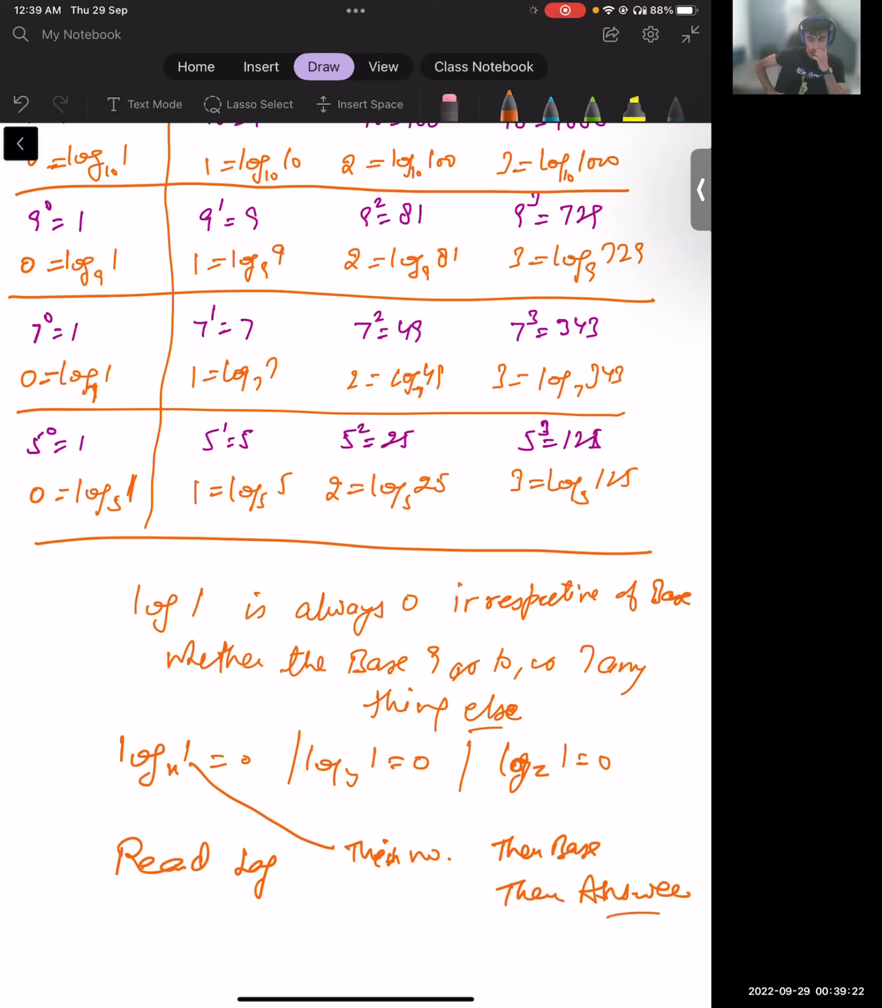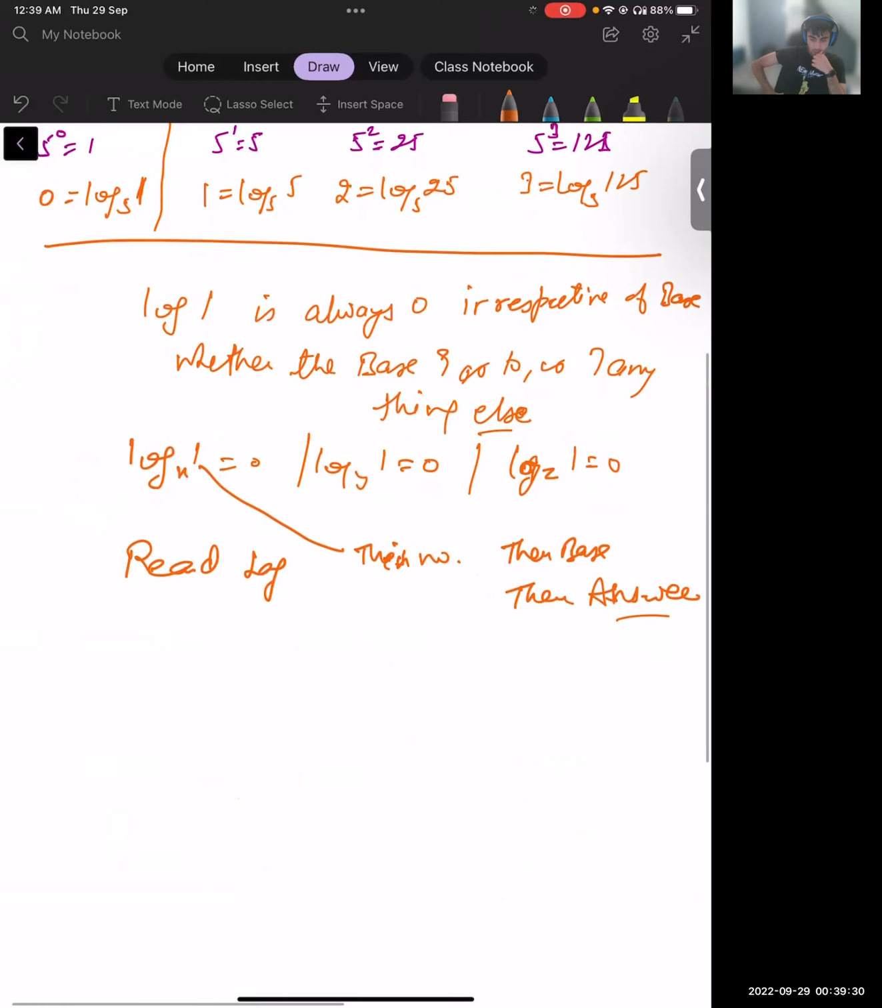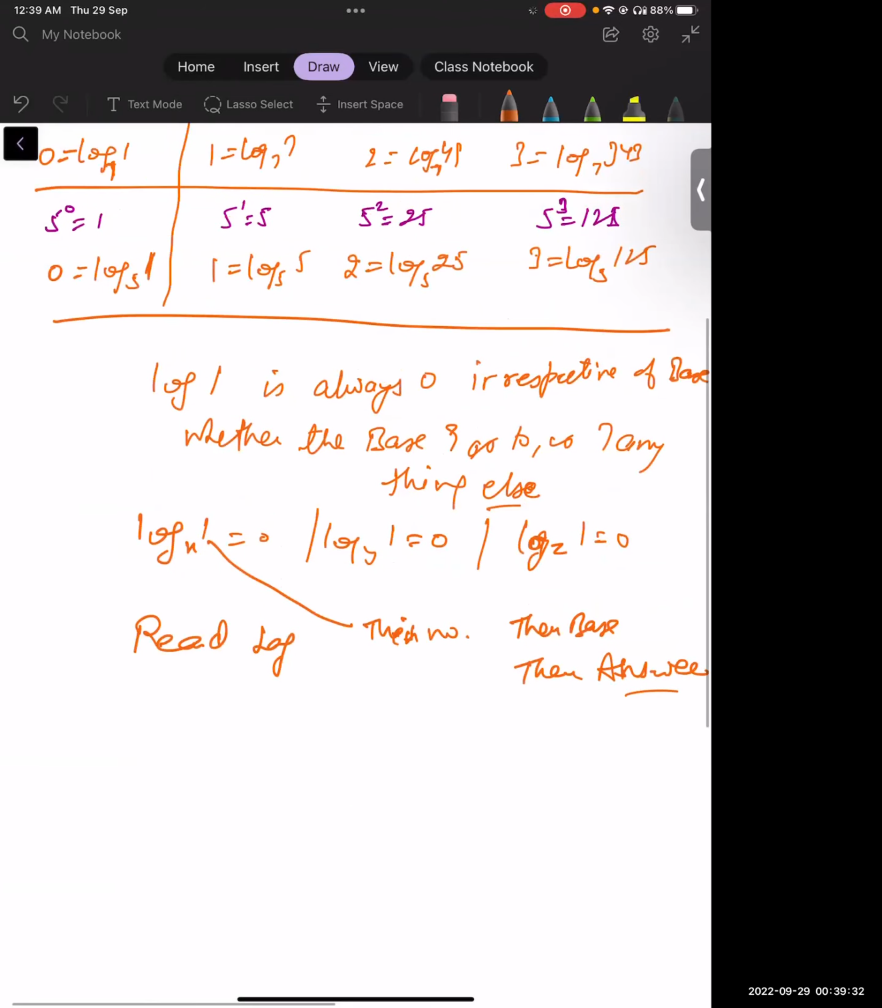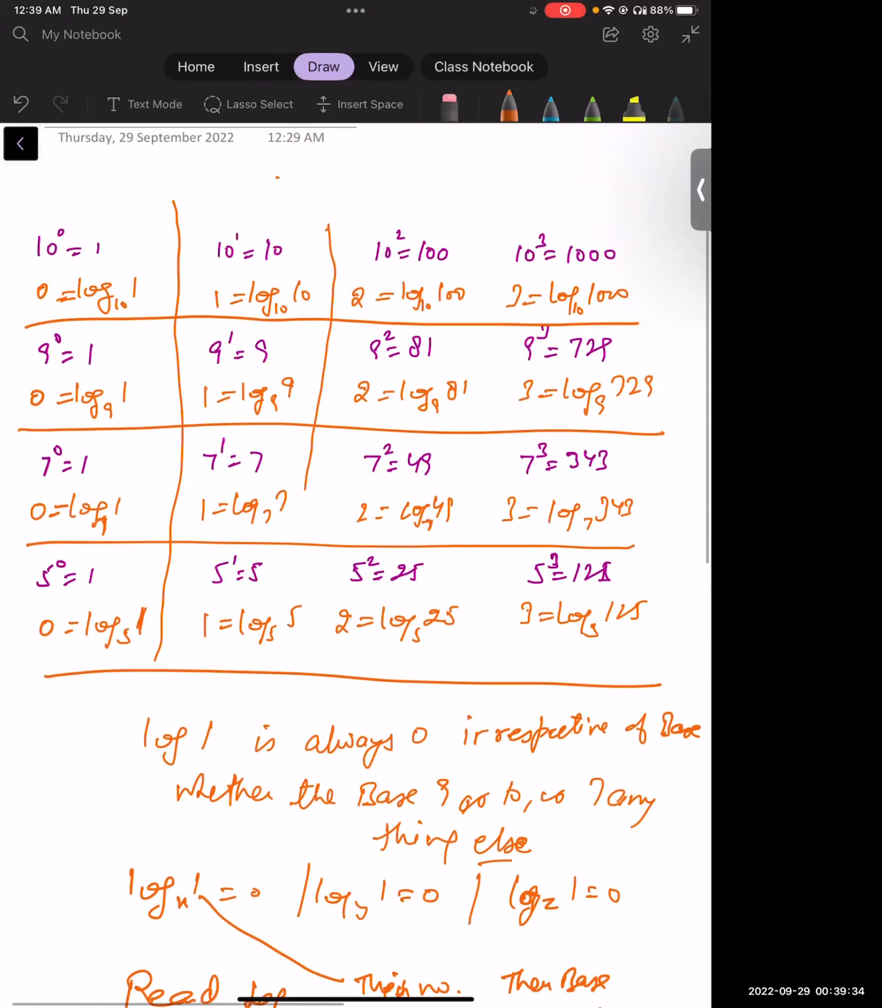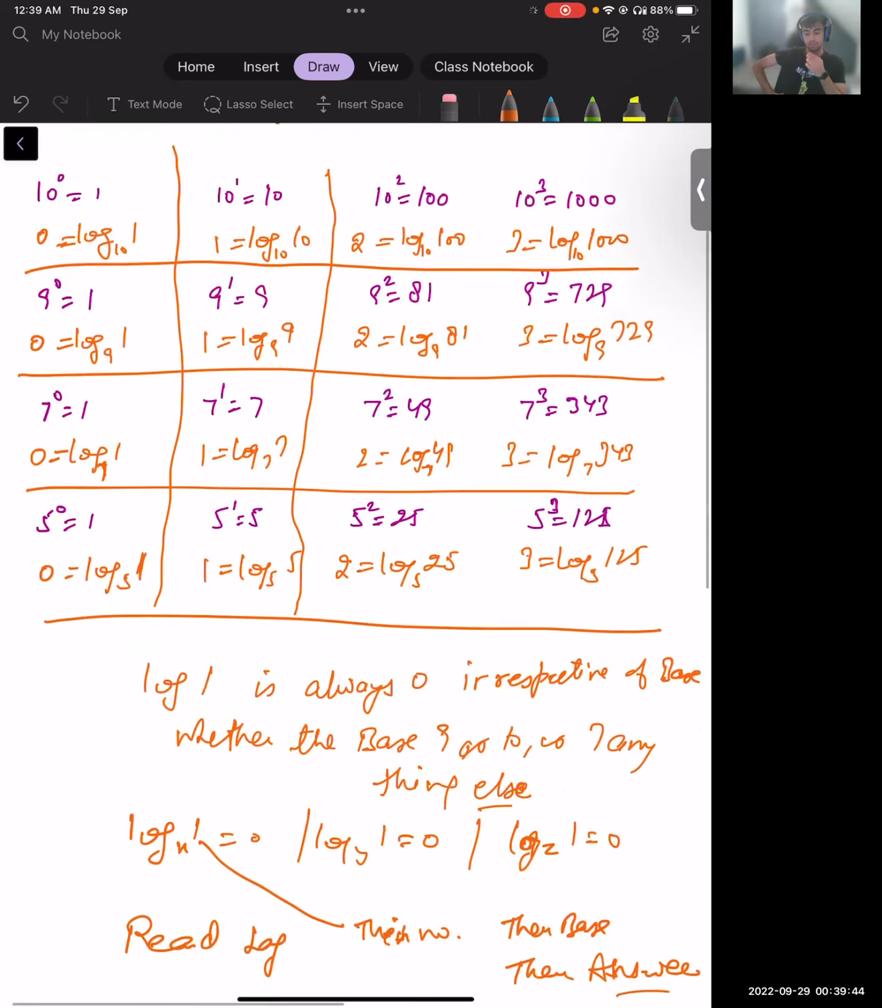First, log 1 to the base x is 0. Similarly, what is another conclusion that we draw from here? What is the conclusion that we draw from this one? When the base and the number are the same, the answer is 1.